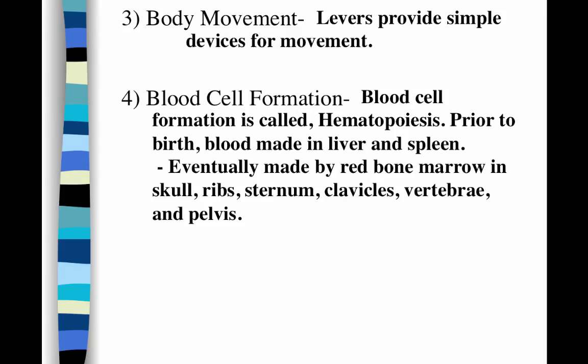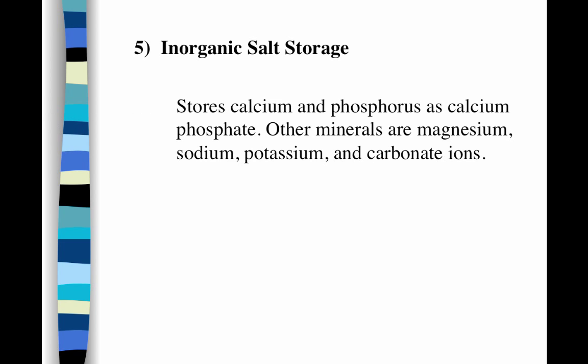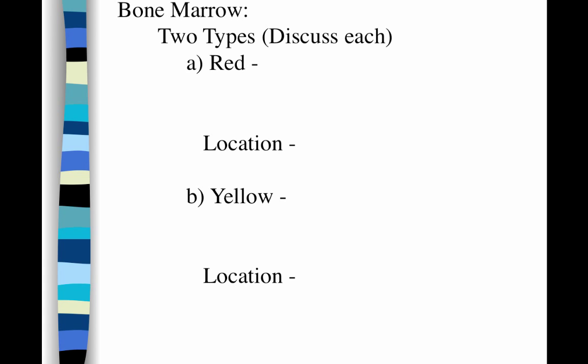And bone is actually going to store two types of bone marrow. There's red bone marrow and yellow bone marrow. You have also, this is where your body stores a lot of salts and other minerals that you might need for other cells later on.